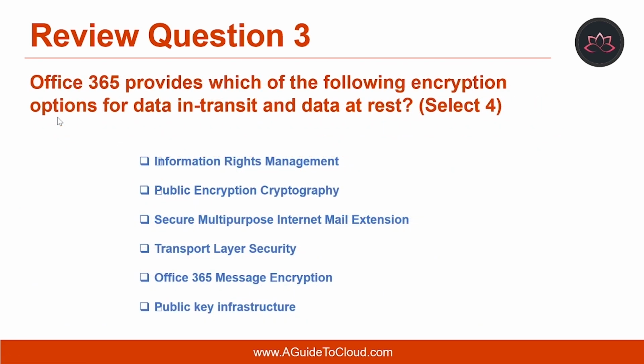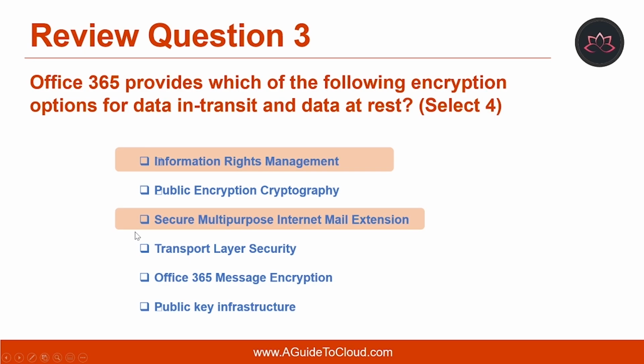Let's have a look at question number 3. Office 365 provides which of the following encryption options for data in transit and data at rest? You need to select 4 answers. The answers are information rights management, Secure/Multipurpose Internet Mail Extensions, Transport Layer Security, and Office 365 message encryption.